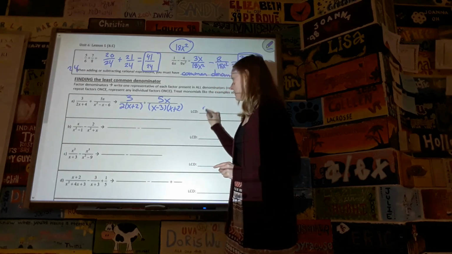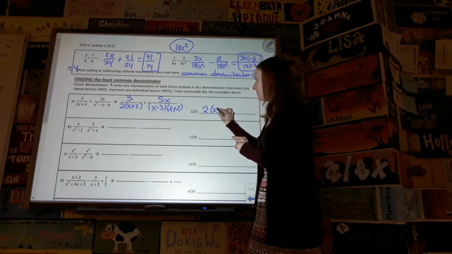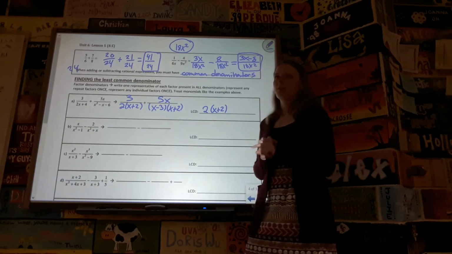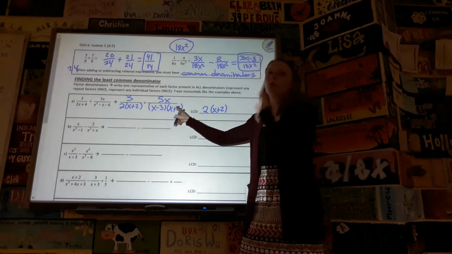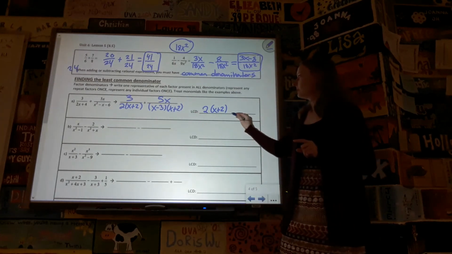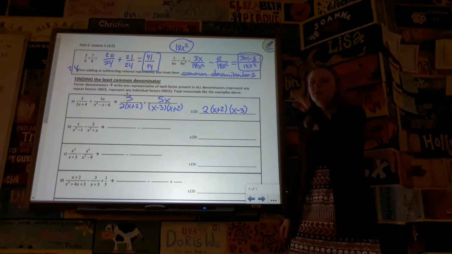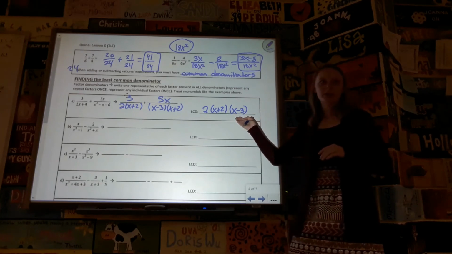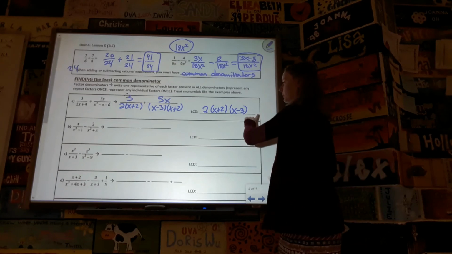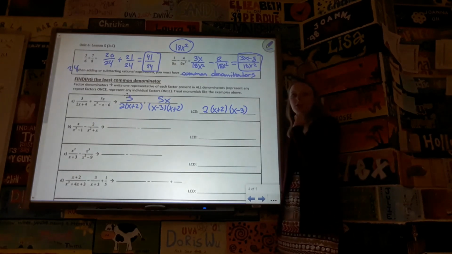2. So 2 has to be part of the common denominator. I also see x plus 2. Do I see another x plus 2? But you only have to write one representative. What's another factor? Once you have one of every factor written down, that is the common denominator. So before you actually can add or subtract them, this is what you would want the denominator to look like.